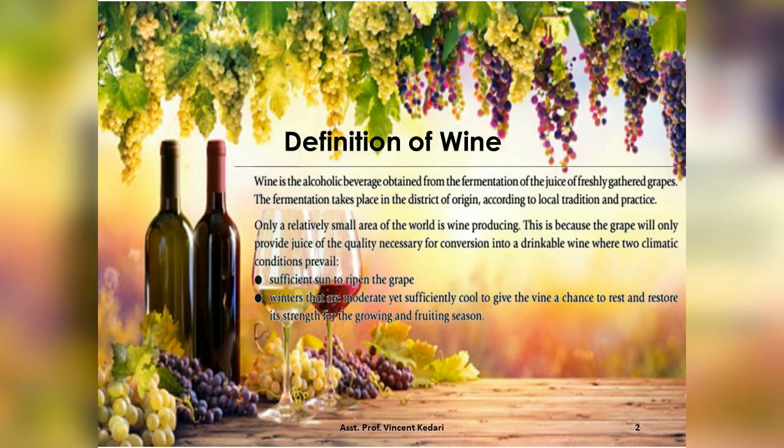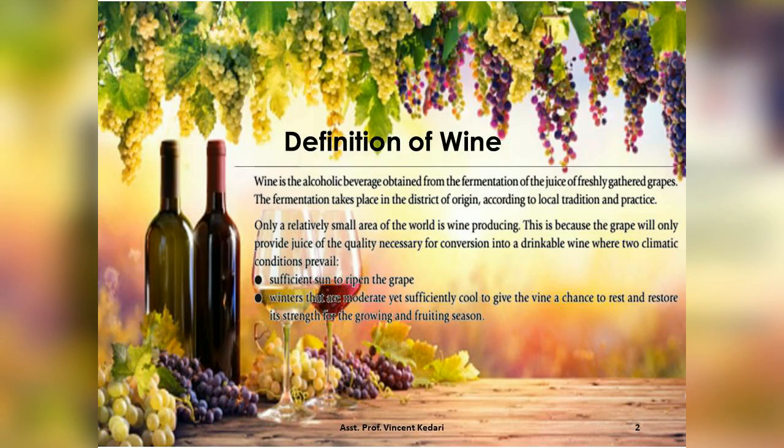Only a relatively small area of the world is wine producing. As I mentioned to you, in the entire world there are very few countries that produce wine because of the weather conditions that are favorable to the growth of the vine. This is because the grape will only provide juice of the quality necessary for conversion into a drinkable wine where two climatic conditions prevail. So there are two climatic conditions. What are the two conditions that are there?